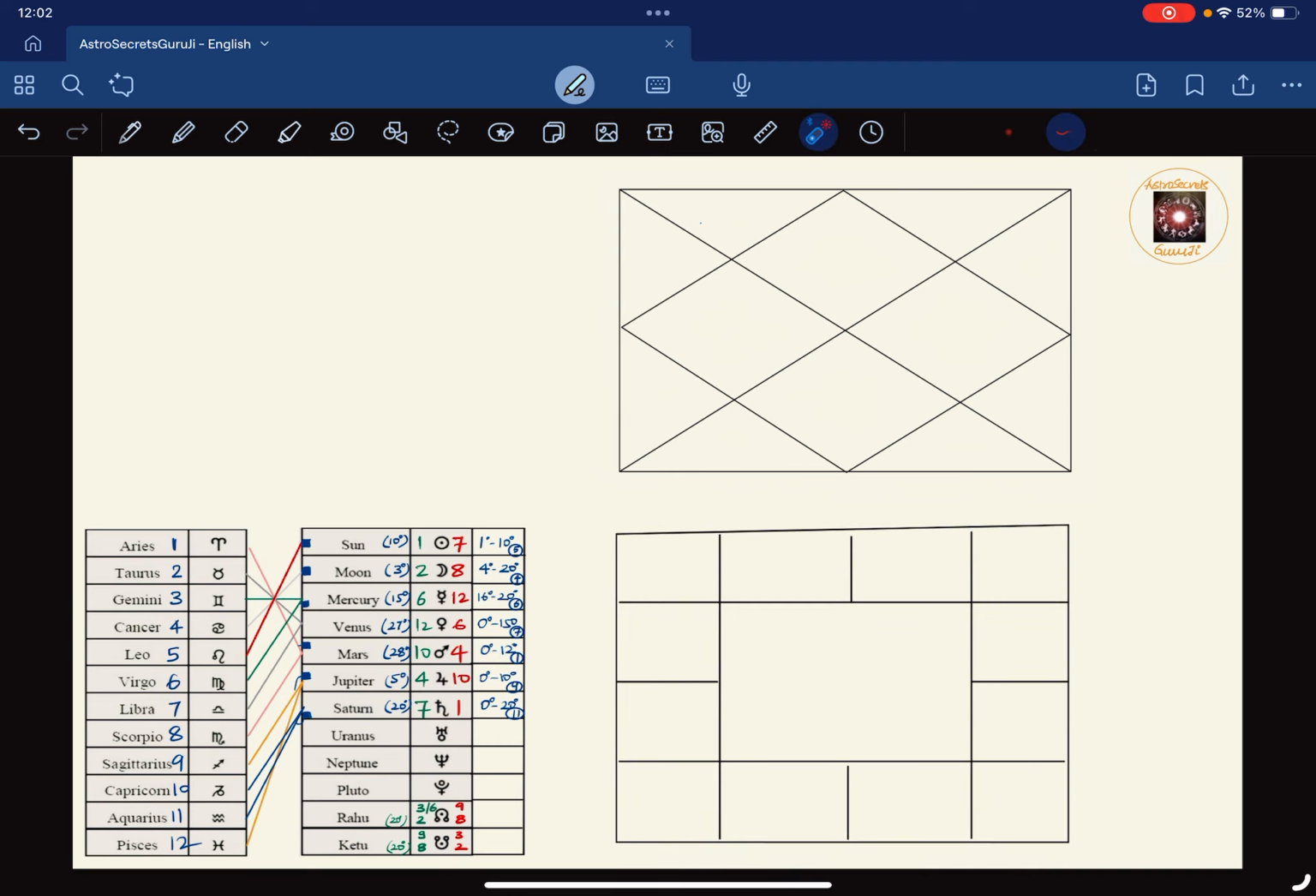Okay. So there are three things that we should be mindful of when we talk about signs: its polarity. What does it represent, whether it is active or passive? The second is its nature and quality, whether it is cardinal, fixed, or mutable in nature. And the third thing that we should understand is what its element is. Is it fiery, earthly, airy, or watery in nature?